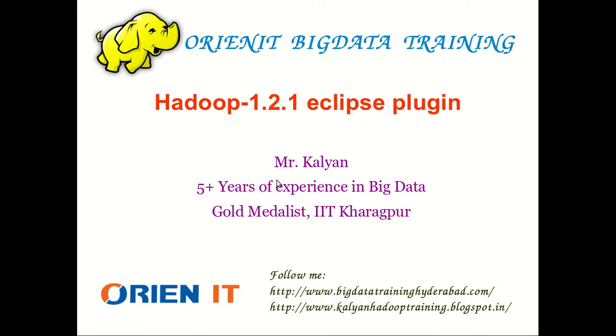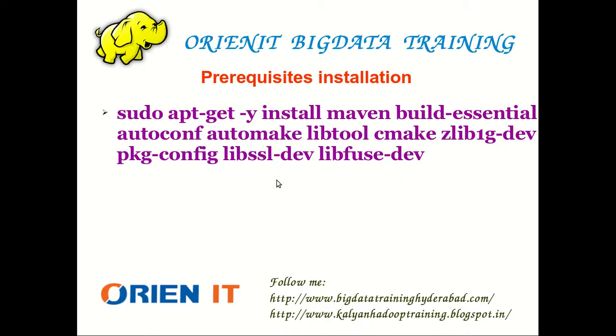As part of this plugin installation, first we have to install the prerequisite software. For that we have a command: sudo apt-get install -y maven build-essential autoconf automake libtool cmake zlib1g-dev pkg-config libssl-dev libfuse-dev. If you give this command in your terminal and press enter, it is going to install the prerequisites of the Eclipse plugin.